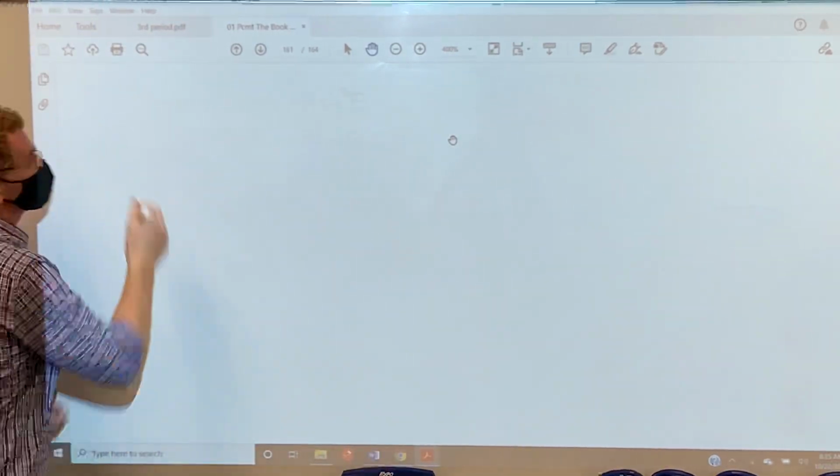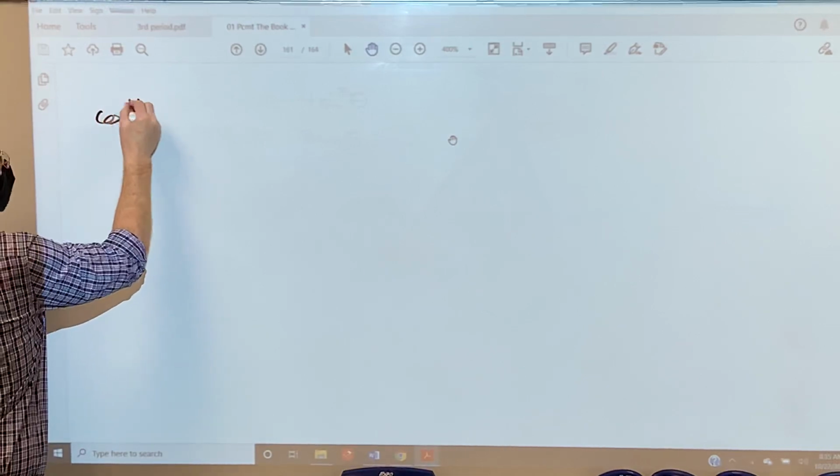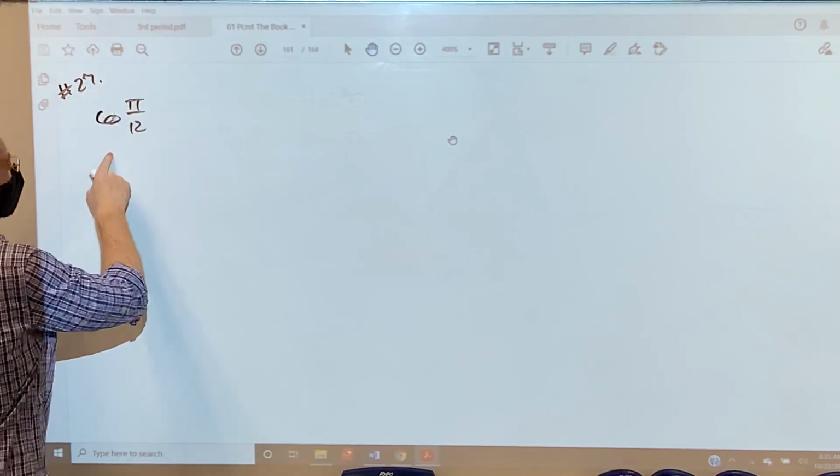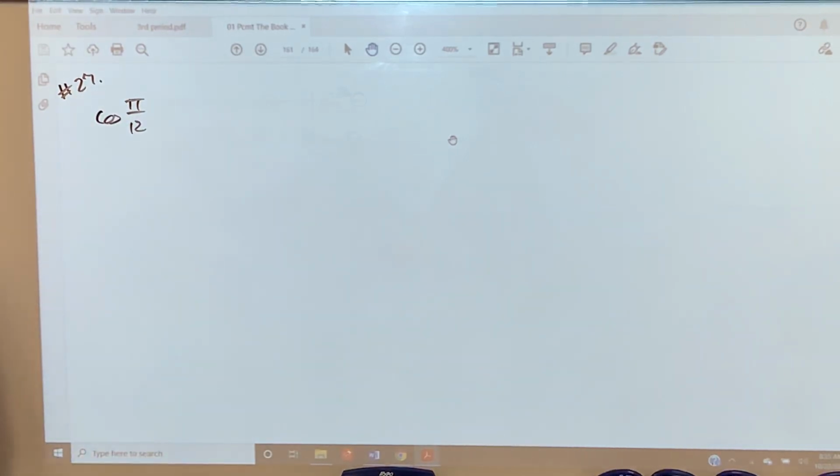All right, so his question was about cosine. What number was this? 27. So this is number 27 on your review. Cosine of pi over 12. And a lot of people shy away from these. It freaks them out. They're like, pi over 12, that's not on the unit circle. I don't even recognize pi over 12. It bothers me. So they change it to degrees.